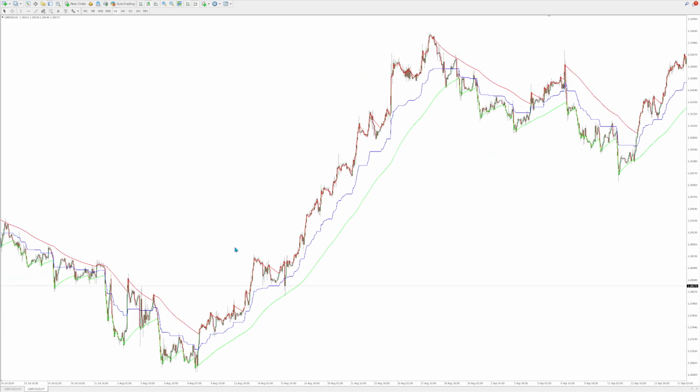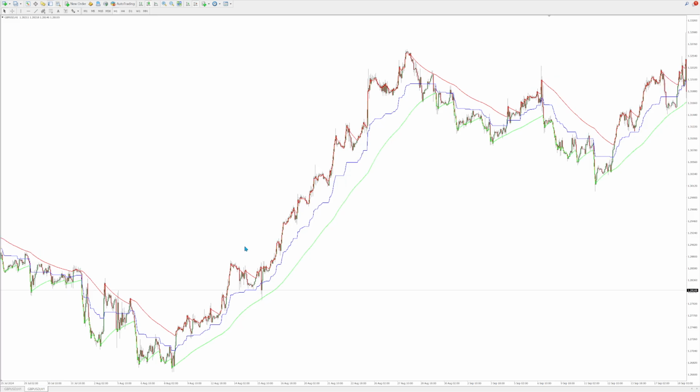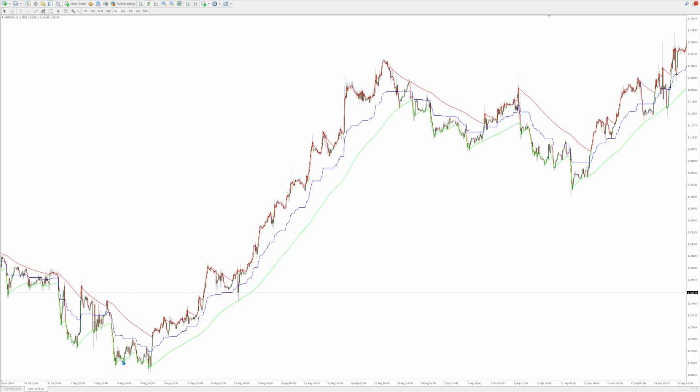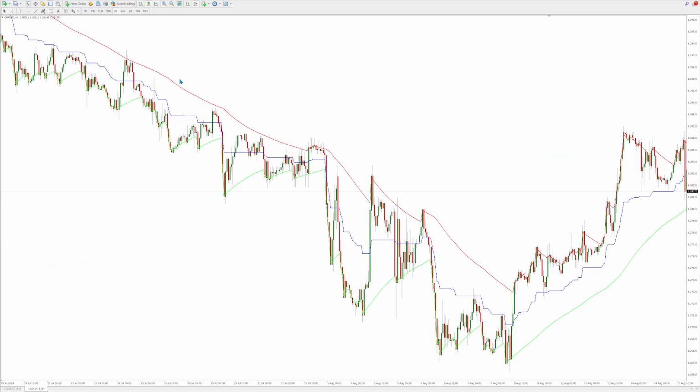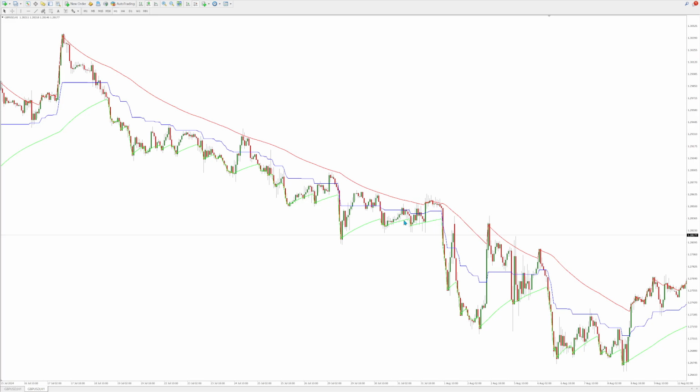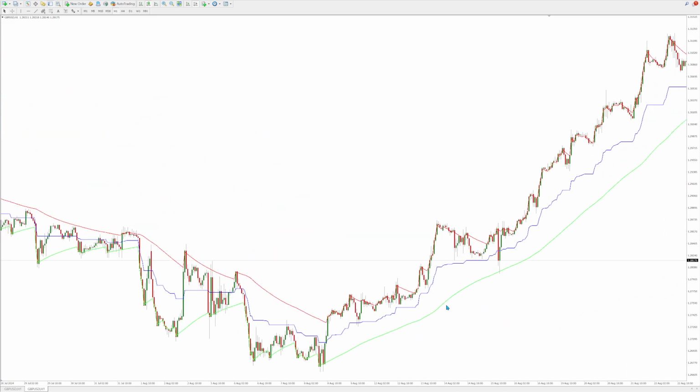So the way in which I interpret this indicator is basically for all the lines to be aligned correctly. So for an uptrend, I want the green one here, blue one in the middle, and the red above. Once that's been established, I'm not just going to jump in at the end of a downtrend like this or anything. I'm going to wait for the start of a new trend.